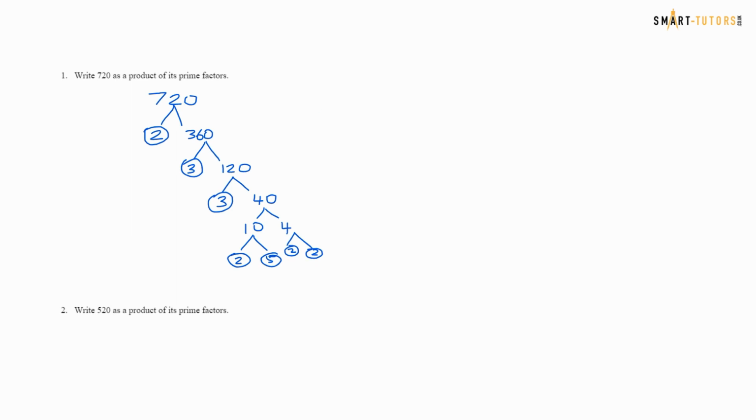So the prime factors for 720 are: one of the 2s here, times another 2 here, another 2 here, another 2 here, times 3 times 3 times 5. So 1, 2, 3, 4: four 2s, two 3s and one 5. So that is the answer for question number 1.